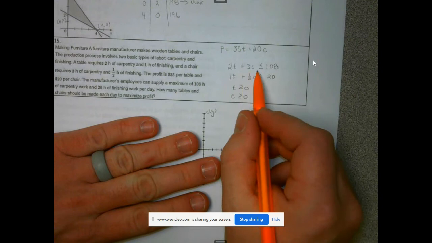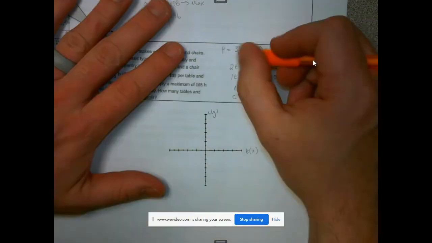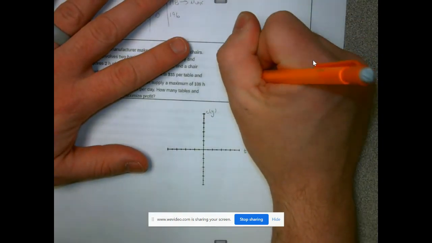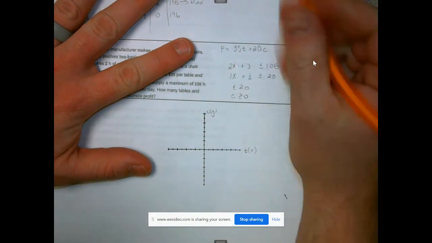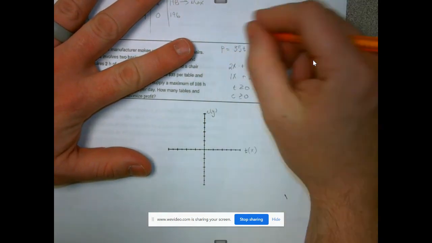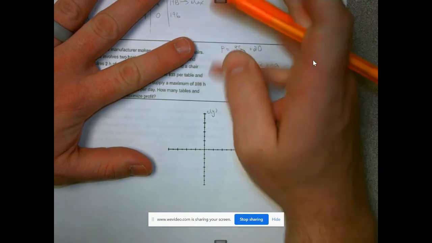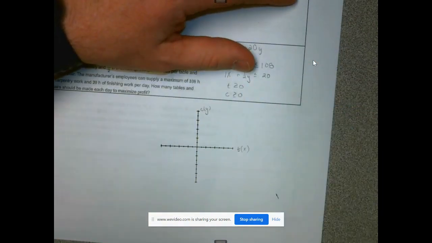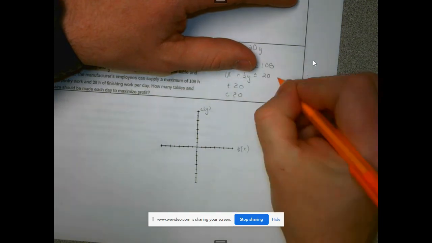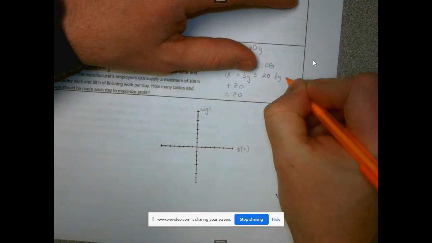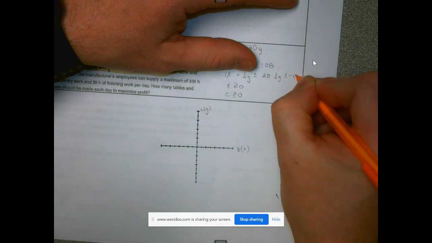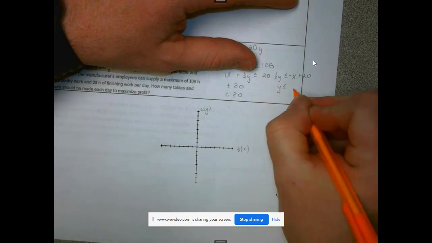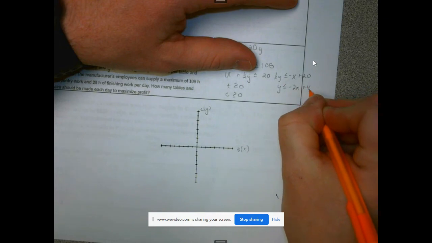So if I solve all of these for C, which would be my Y, let's just go ahead and change all these. We'll say T was X, and C was Y. Okay, so if we solve all these for Y equals mx plus b, we're going to subtract X. So 1/2 Y less than or equal to negative X plus 20. And then multiply everything by 2. So Y is less than or equal to negative 2X plus 40.